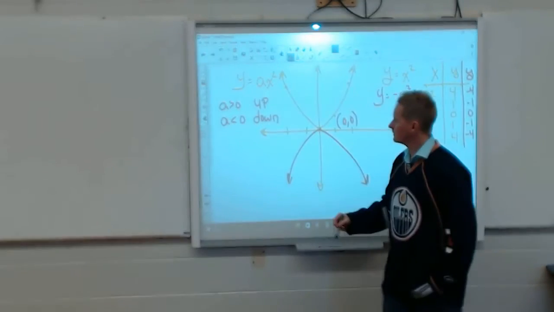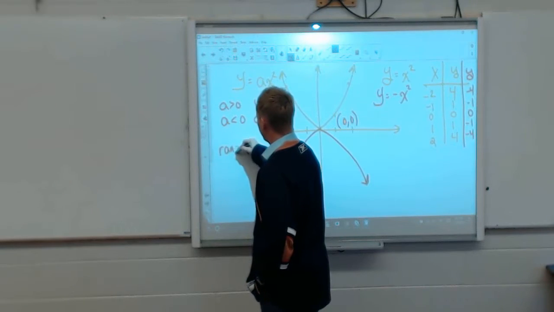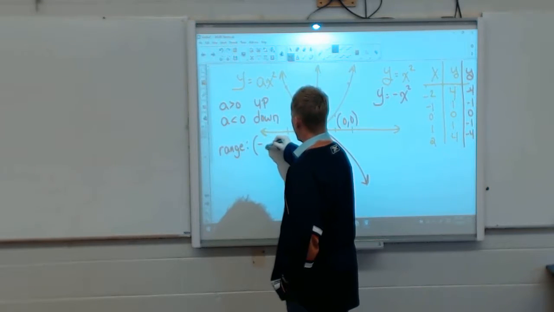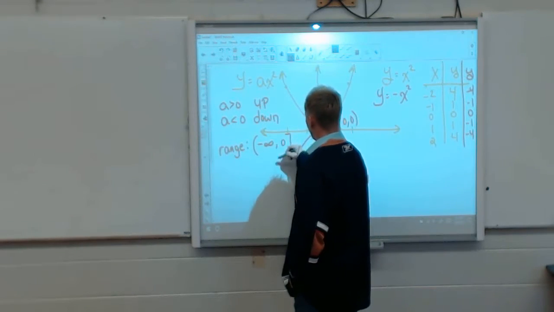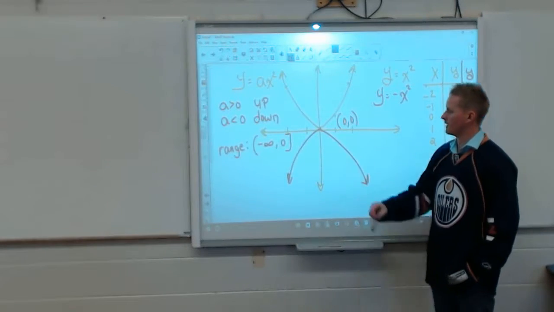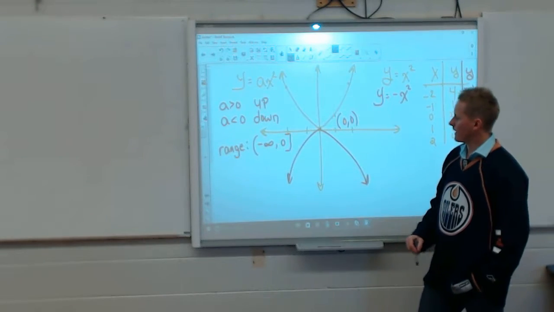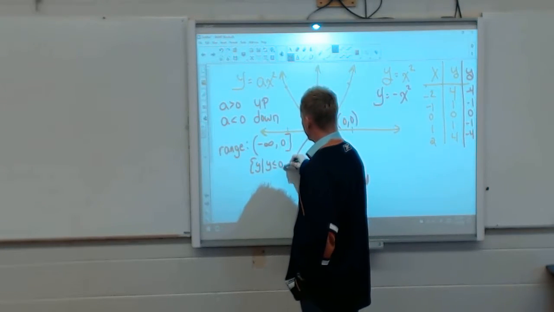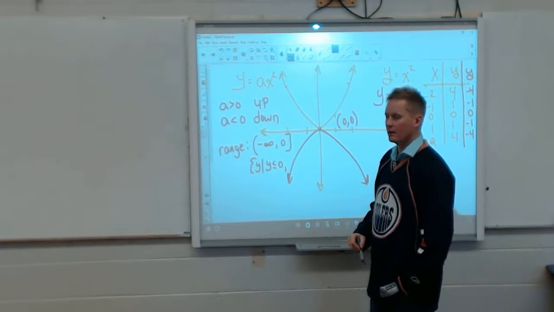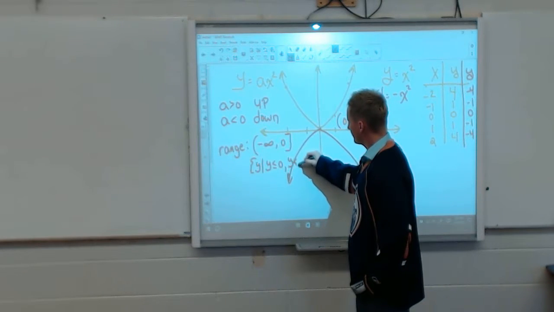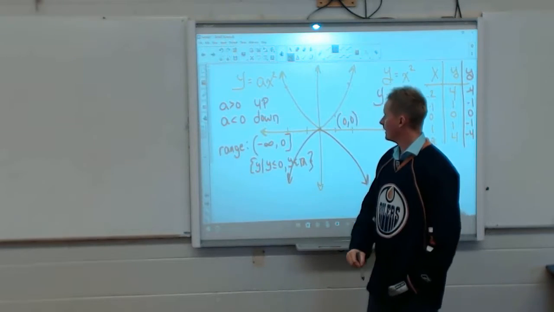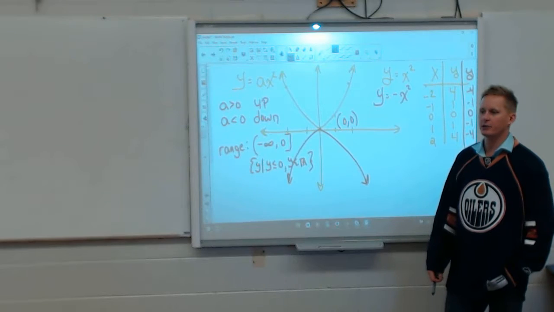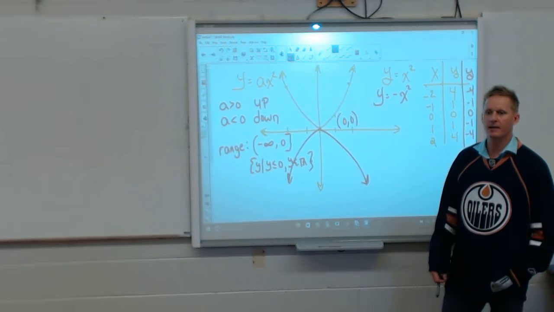So to write the range for this one, I can do it the way Sophia said, or I could go negative infinity to 0, and it has to include 0 because it does come right up to 0. So to write it the other way, y such that y is less than or equal to 0 for that graph. So if it's a maximum value, then all my y values are going to be less than that value.